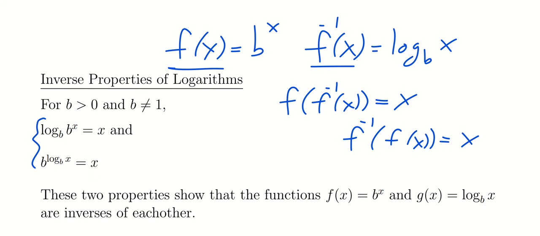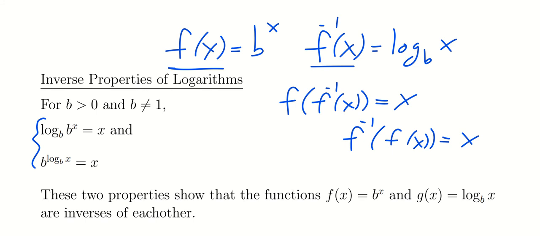So log base b of x, let's look at the first one here. Log base b of b to the x. This is asking what exponent would we need to raise the base b to in order to get the value b to the x? Well, we can see it's sitting right there. We need to raise b to the x power in order to get b to the x. So log base b of b to the x equals x.